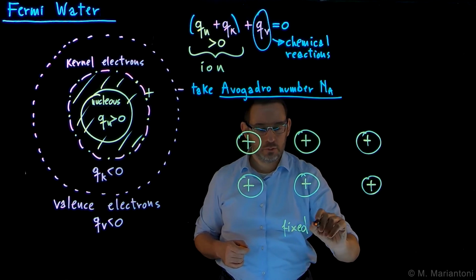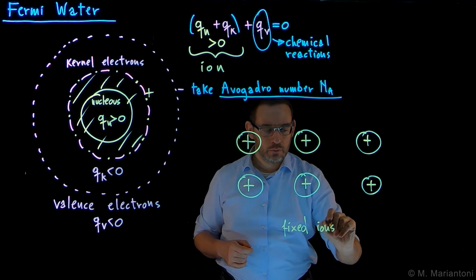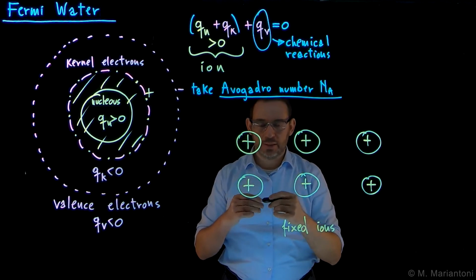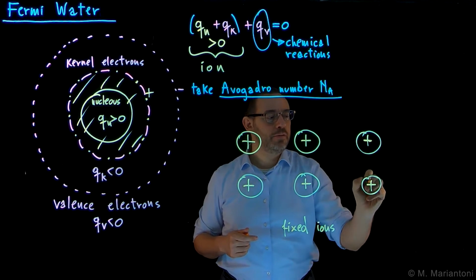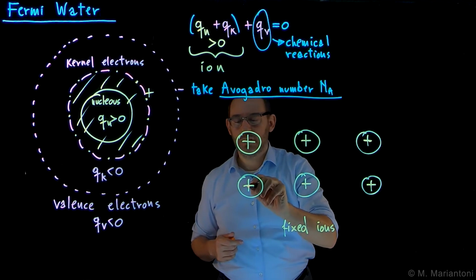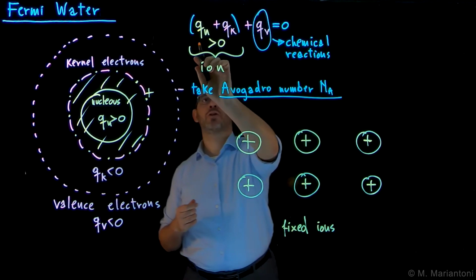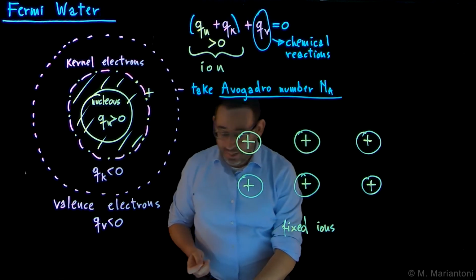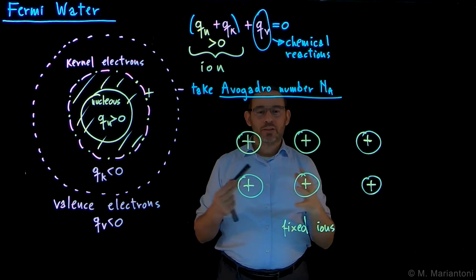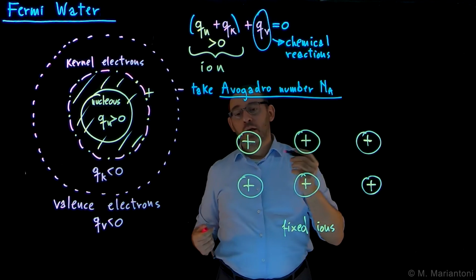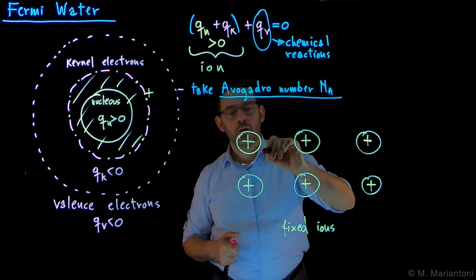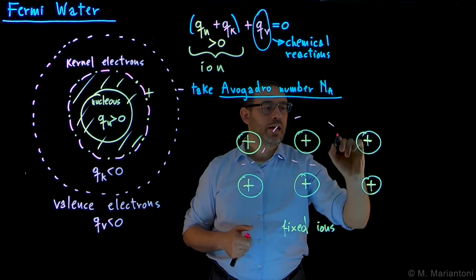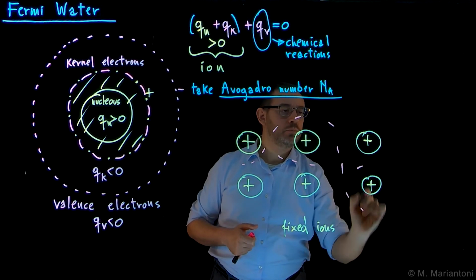They don't move. Well, of course, everything moves a little bit, but they are pretty much fixed around their center of charge. Okay? So they are fixed around their center of charge, and they're positively charged, with this charge Qn plus Qk. The valence electrons blend together, and they are free to move within these fixed ions.